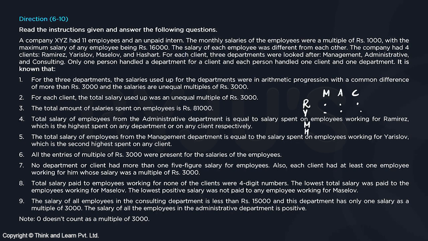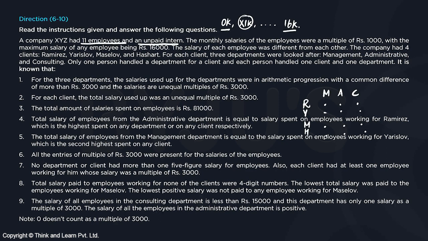So we are supposed to have 12 employees, and we already know that the company has 11 employees and an unpaid intern. Now the salaries of these employees start with a multiple of 1000 and go up to a maximum of 16,000. I'm not sure whether 1000 is there or not. So multiple of 1000. And of course, an unpaid intern is 0 for that. So these two salaries do exist, 0 and 16,000. Let's look at the additional statements.